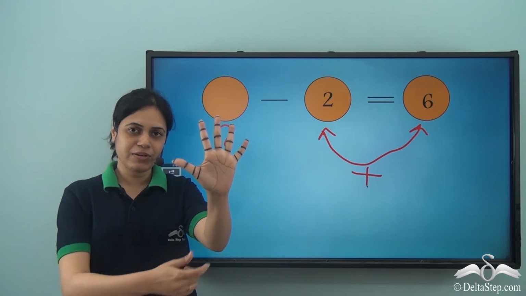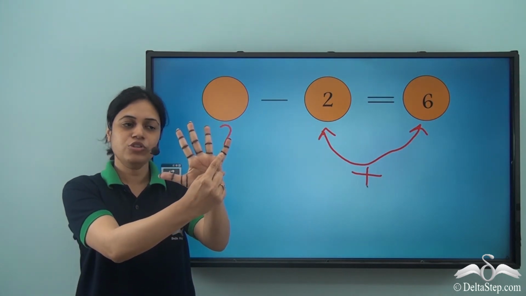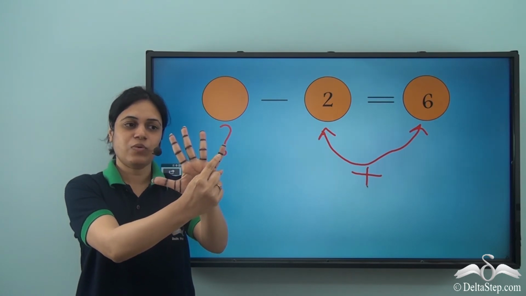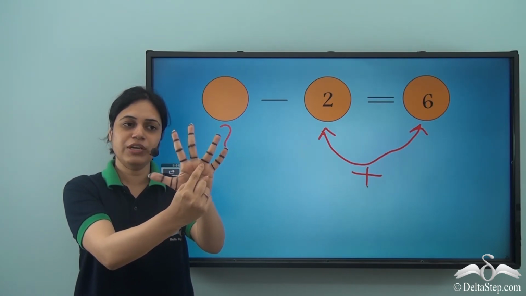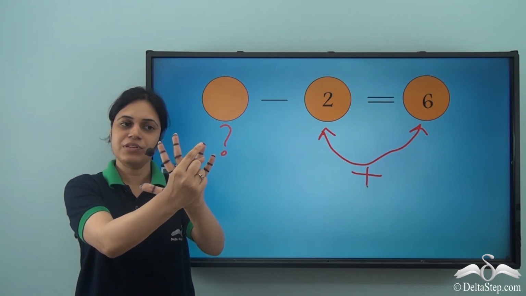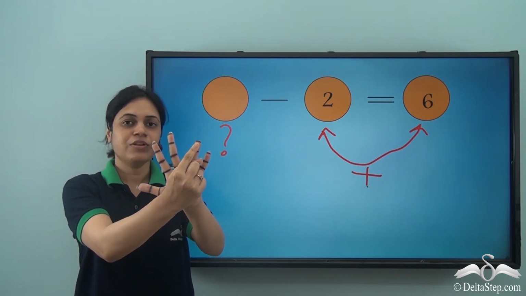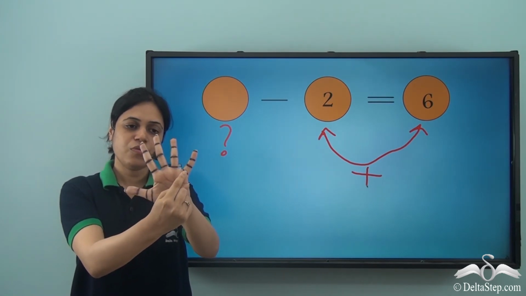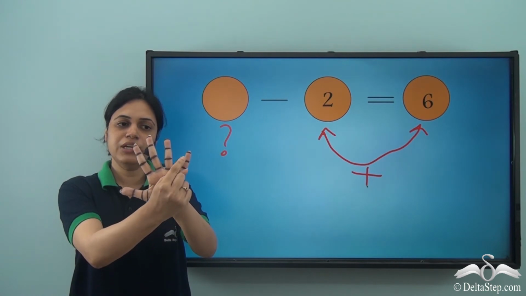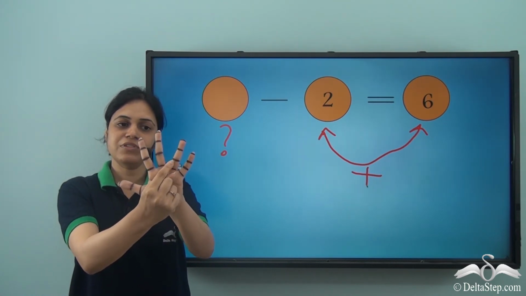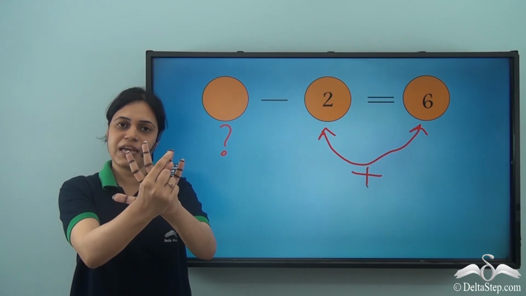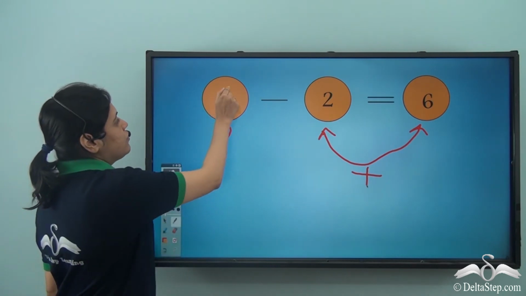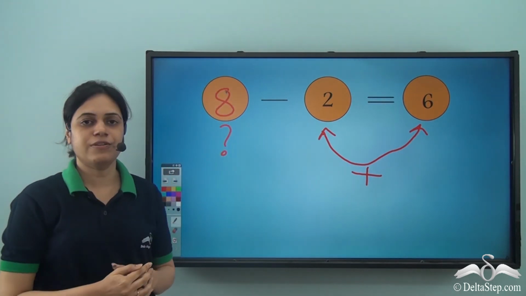So I'll take 2 finger marks first, 1, 2, and then I take 6 finger marks, 1, 2, 3, 4, 5, 6 finger marks. So how many finger marks are there in total? Let's count. 1, 2, 3, 4, 5, 6, 7, 8. So there are 8 finger marks. So we will have 8 here.